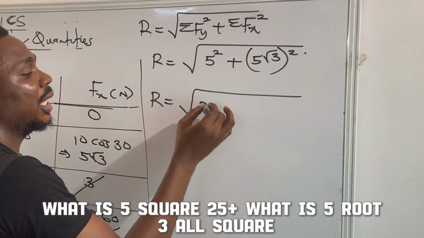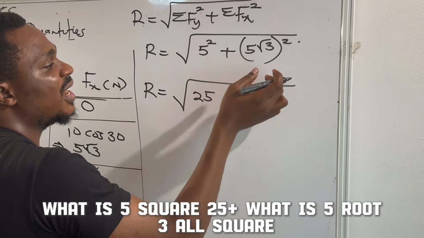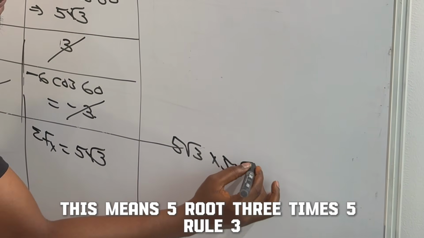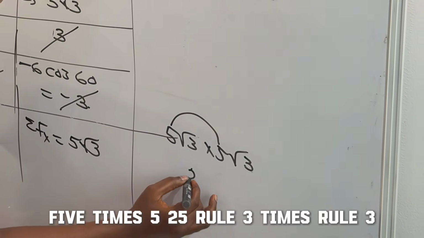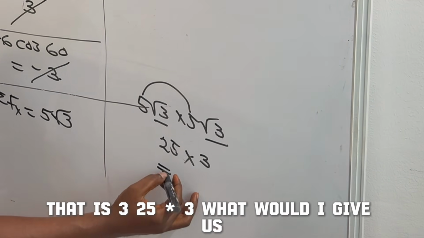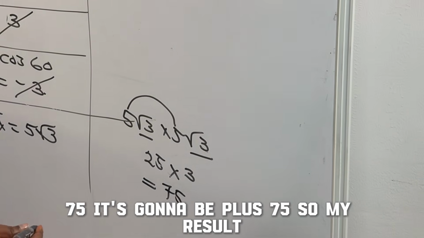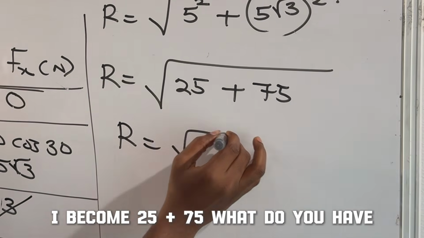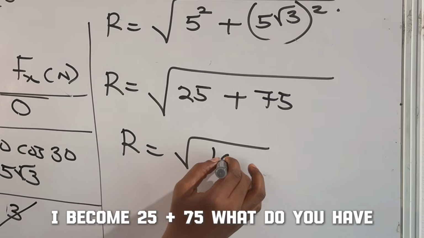What is 5 squared? 25. Plus, what is 5 root 3 all squared? This means 5 root 3 times 5 root 3. 5 times 5, 25. Root 3 times root 3, that is 3. 25 times 3, what would that give us? 75. This is going to be plus 75. So my resultant becomes 25 plus 75. What do you have? 100.